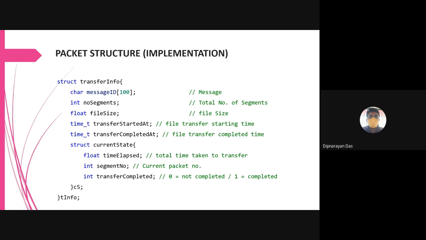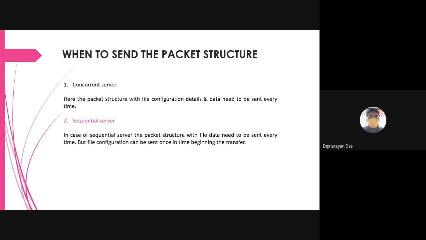Because suppose we start a new program, and it will read the log file. When it reads the log file, it should know whether the previous transfer was already completed or not. If it is not completed, that means I need to send the rest of the data. So zero means the previous transfer was not completed. And if it is one, that means the file transfer is already completed.